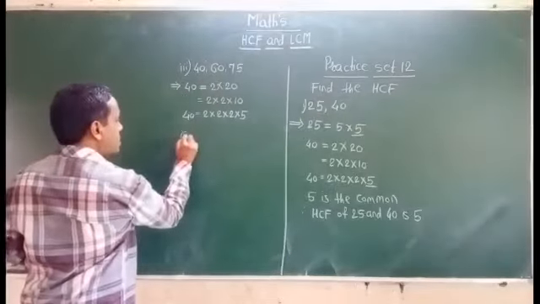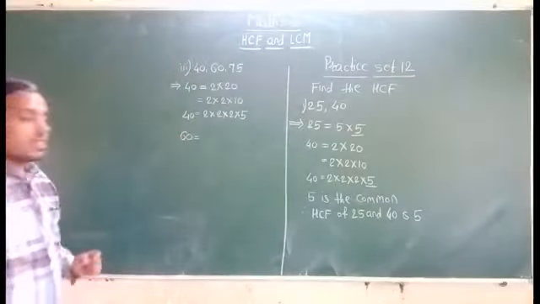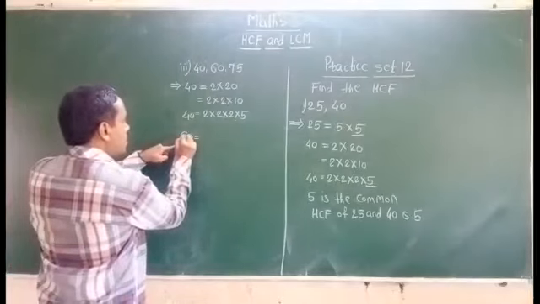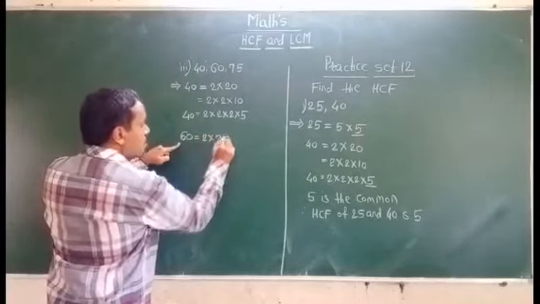Then the next is 60. The prime factors of 60: 60 is completely divided by 2, and we get 30.